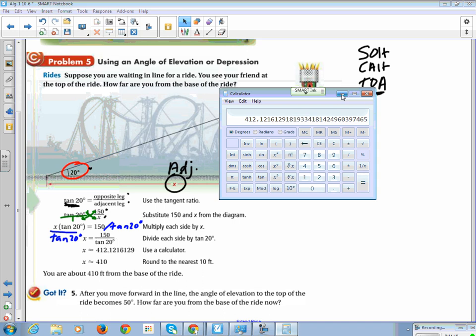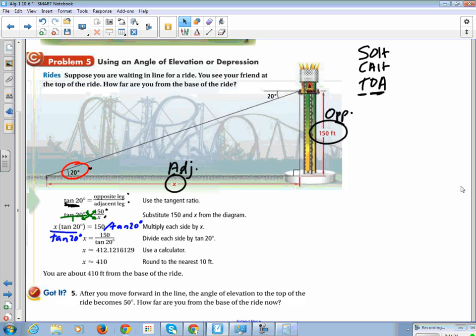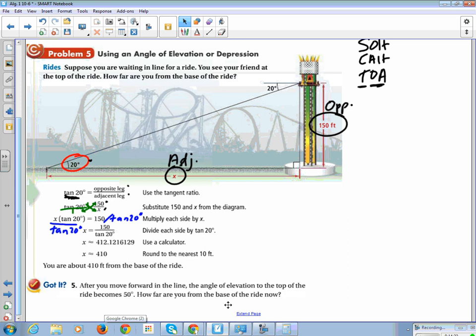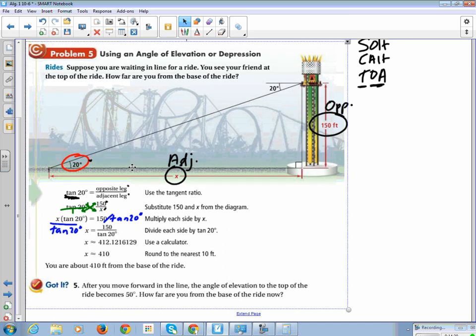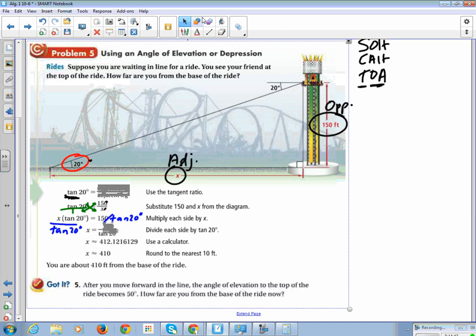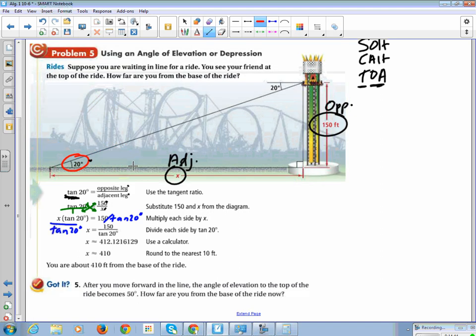All right, so let's take a look at what our practice question is asking. After you move forward in line, the angle of elevation to the top of the ride becomes 50 degrees. So let's put that in, draw a nice little picture. That did not work out the way I wanted to. Try that one more time. So we're here. Our angle of elevation is now 50.